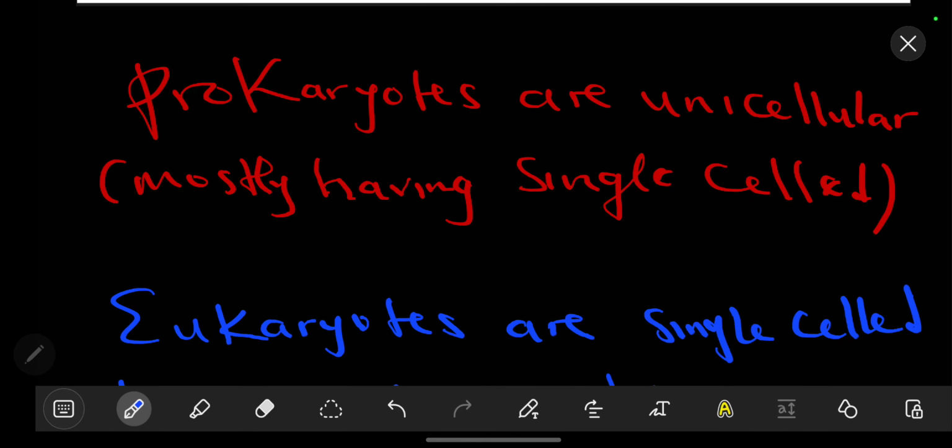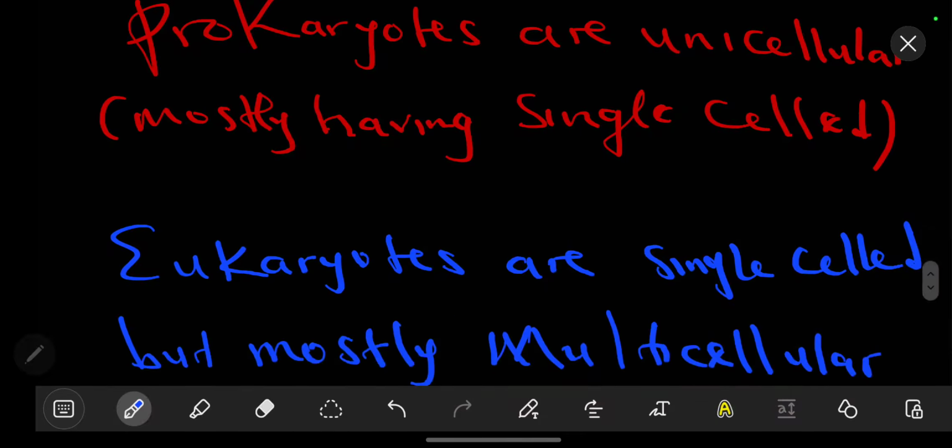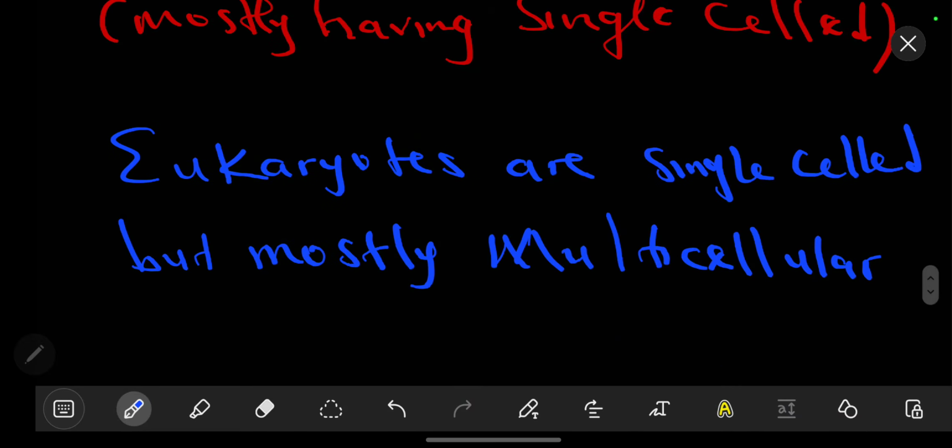We have said that prokaryotes are unicellular, most of them having a single cell. The examples that we have given are bacteria and archaea. Eukaryotes are sometimes single-celled but mostly multicellular. Examples of single-celled eukaryotes are the protists such as amoeba. So amoeba is a single-celled eukaryote.